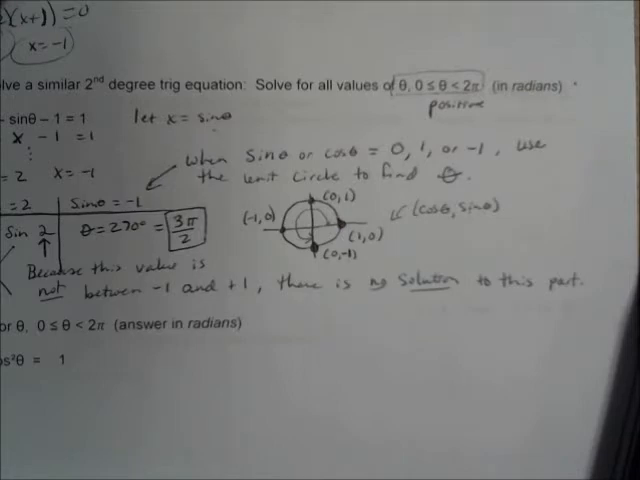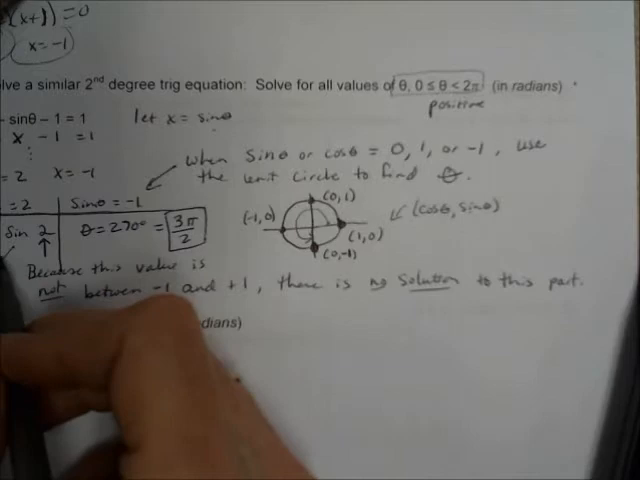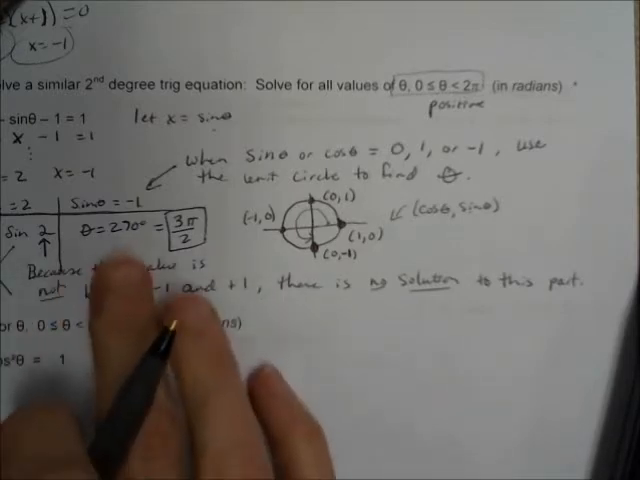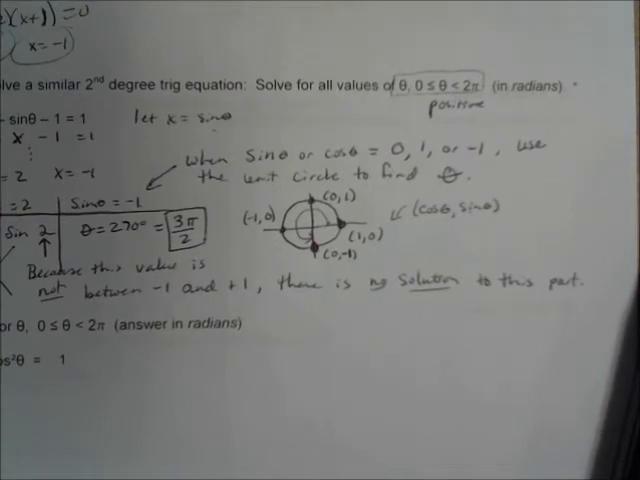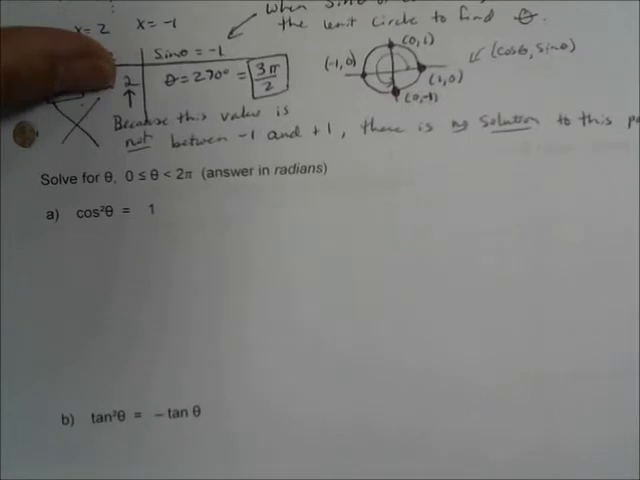Sometimes these problems have 4 answers. You have 2 from one side and 2 from the other. Sometimes they have only 2 answers. Sometimes there's 3 answers, and you could get up to 4 answers on these. Let's go through several other problems so you can get used to this.